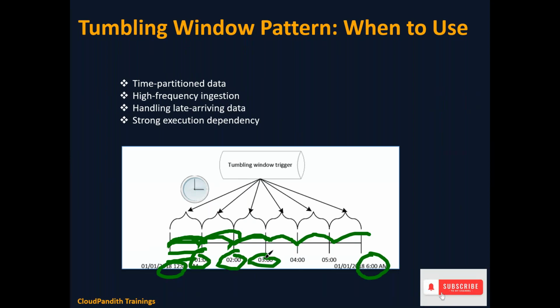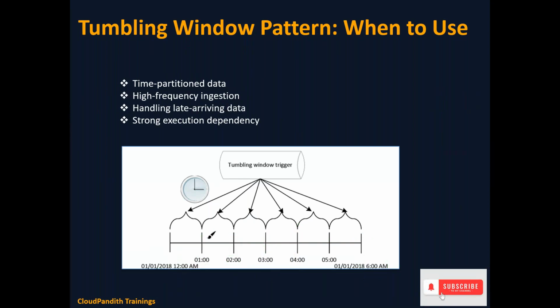Pick at 3 means the pipeline starts execution at 3 o'clock. That pipeline will bring the data from 2 to 3 using the window start time and window end time. If you see, this is the window, this is the window start time, and this is the window end time, team.